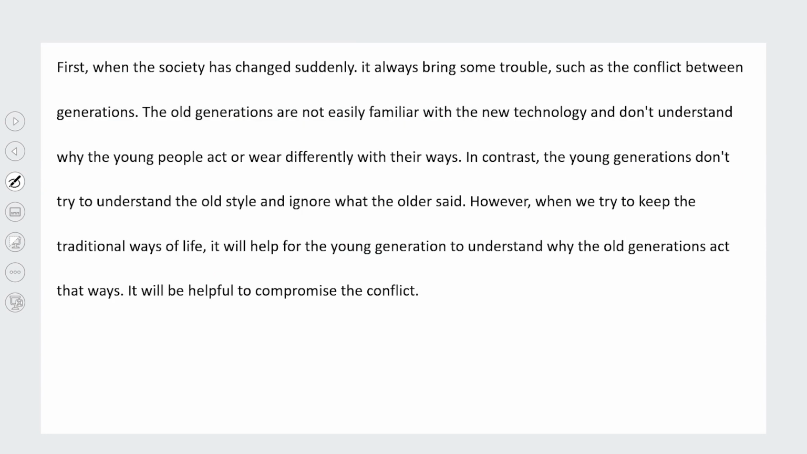First, when the society has changed suddenly, it always brings some trouble, such as the conflict between generations. Okay, I think I've got an issue here with this candidate's tense. We've got has changed, so we're talking about the past, and always brings, which is present. So when society changes suddenly would be okay. You would use has changed if you're giving a specific example. So first, in the past, when society changed suddenly, it always brought some trouble. Then the tense would match.